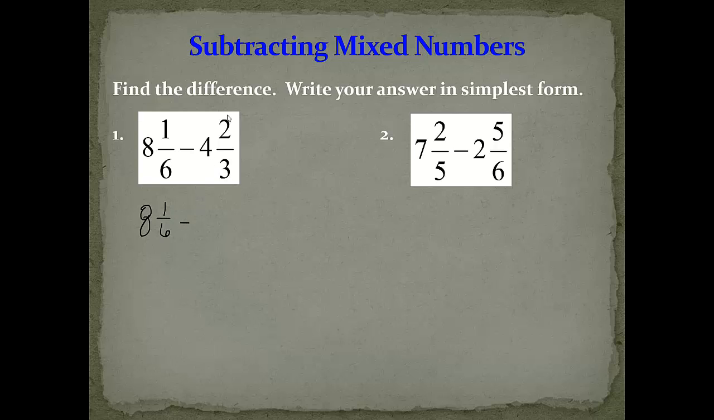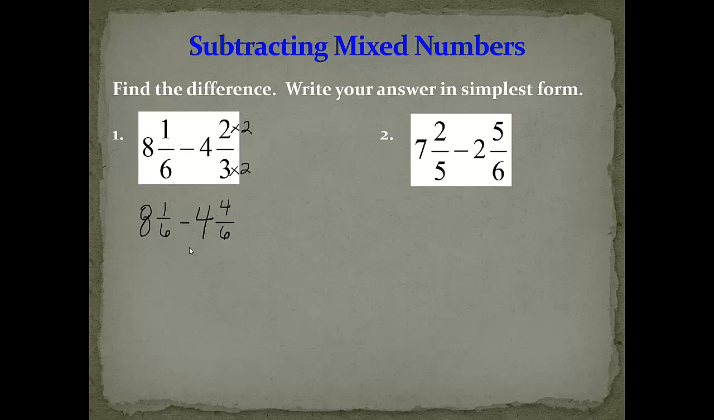And then on our second mixed number, we'll look at the fraction, and we need to multiply by 2 so we can get a denominator of 6. We also multiply the numerator by 2 as well. So now for our second mixed number, we have 4 and 4/6.